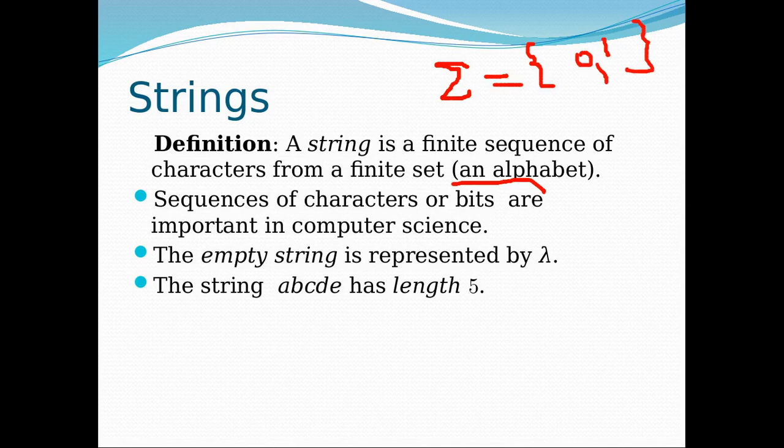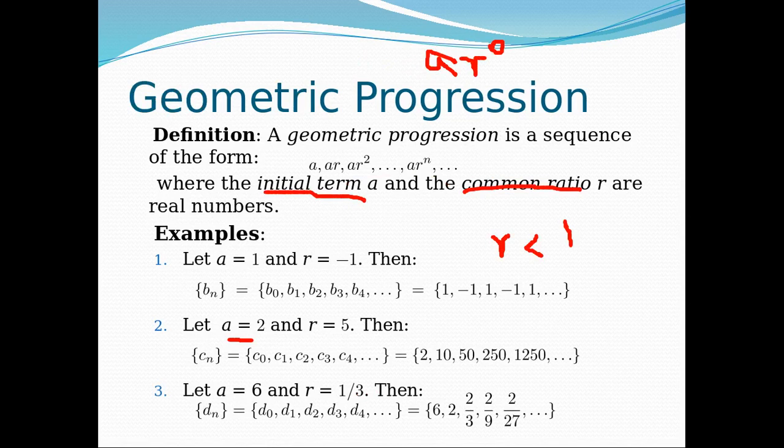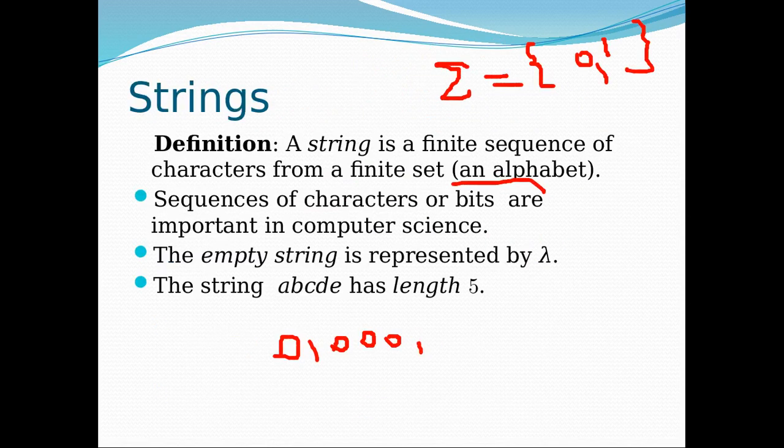So sequences of characters or bits are important in computer science. For example, if I say my alphabet is 0 and 1, that means all the strings would be created from this. And if I say I have the character string 0, 1, 0, 0, 0, 1, that would mean that the zeroth term is 0, the first term is 1, the second term is 0, the third term is 0, and it gets the values from the alphabet.